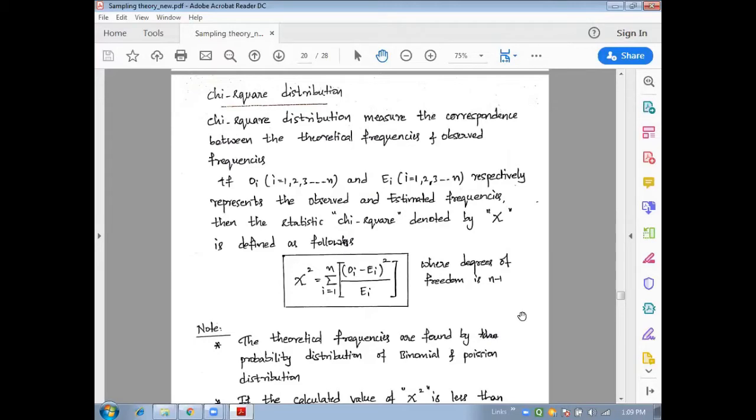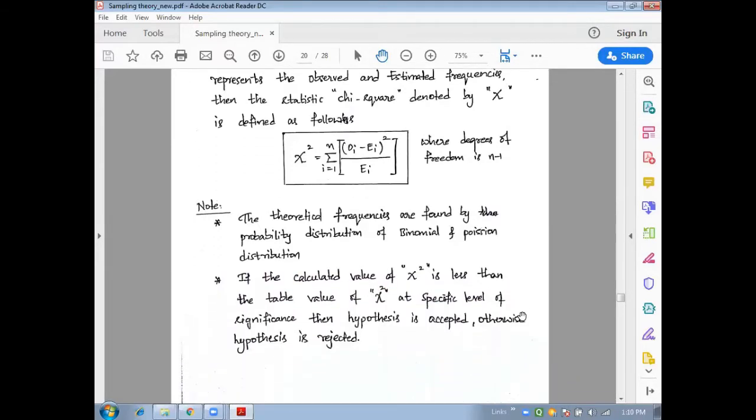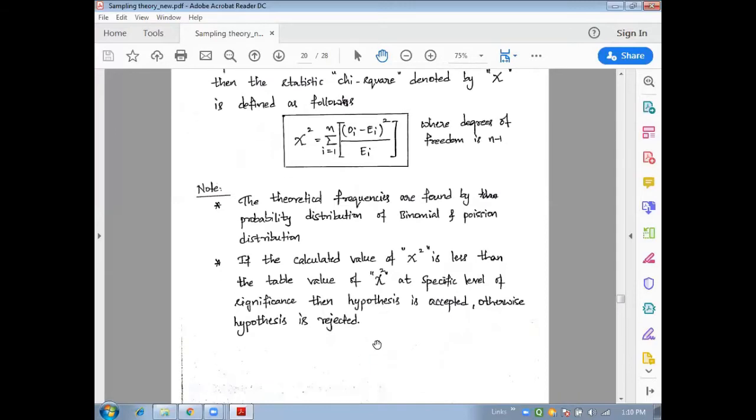So here we have considered some notes. The first note is about the theoretical frequency. The theoretical frequencies are found by the probability distributions, such as the binomial and Poisson distribution. Second, if the calculated value of chi-square is less than the table value of chi-square at a specific level of significance, then the hypothesis is accepted. Otherwise, the hypothesis is rejected. This is important to verify the answers.